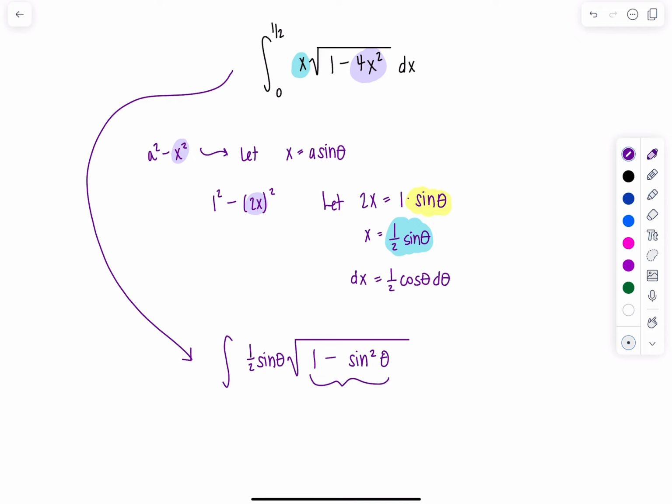I promised color coding and then here I am not color coding. Okay, the yellow. There we go. And then lastly we have this dx. Who is dx? It's 1/2 cosine theta d theta. So times 1/2 cosine theta d theta.